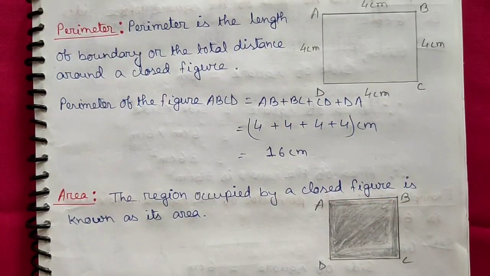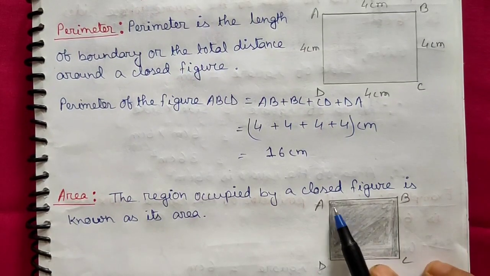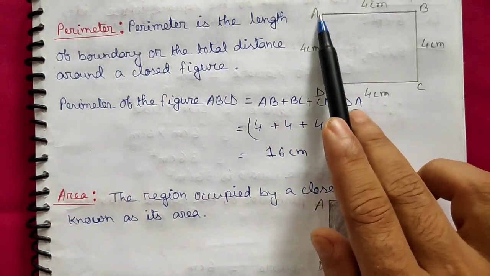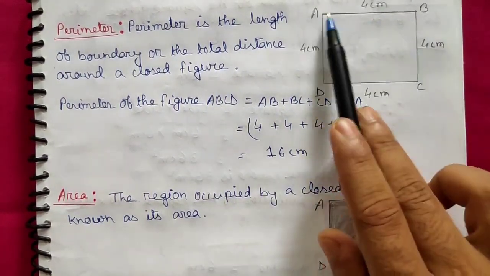So the difference between area and perimeter is that in perimeter we only consider the boundary, but in area we consider the total surface or region. Like this, here we have considered all the surface inside. But in perimeter we consider only the length of the boundary, suppose AB, BC.